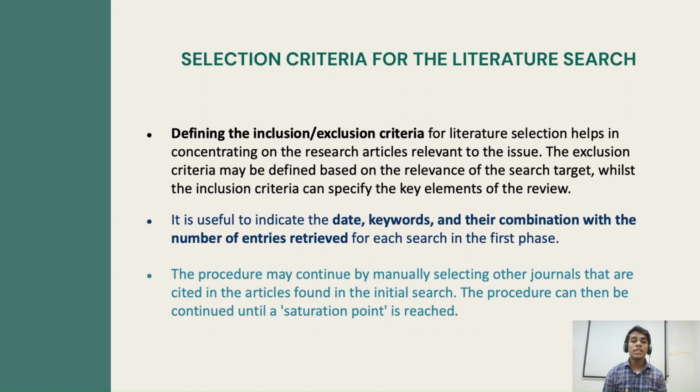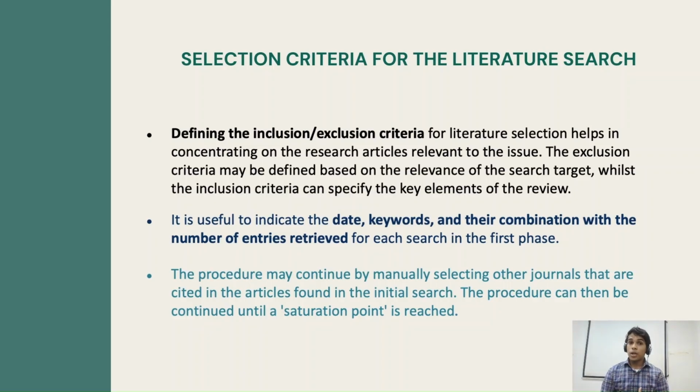Then it is useful to indicate the date, keywords, and their combination with the number of entries retrieved for each search in the first phase. Now, for the first phase, you are just recruiting as many articles as you can from different search engines. We'll talk about it in a bit, what I mean by that. But then later on, you will be shortlisting all of these.